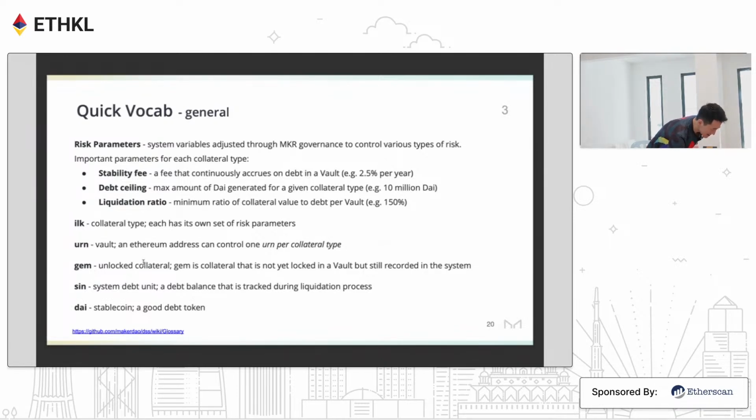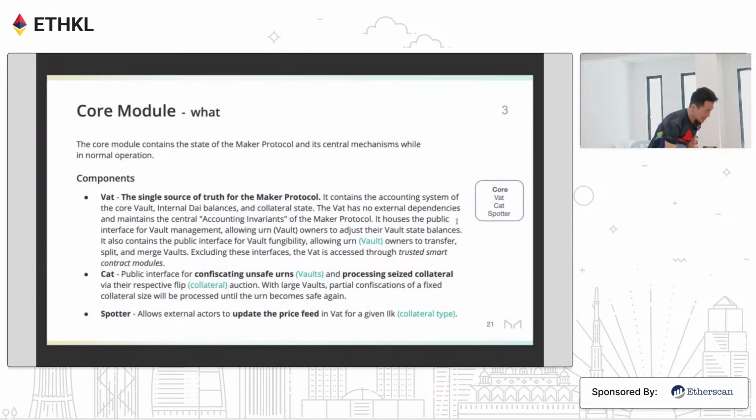Yeah, gem is the word for collateral. Sin is system debt. When I worked on the JavaScript library for this, we just ended up using normal language instead. Yeah, I appreciate all the intense effort that the original smart contract developers put into this. They're a rare breed.